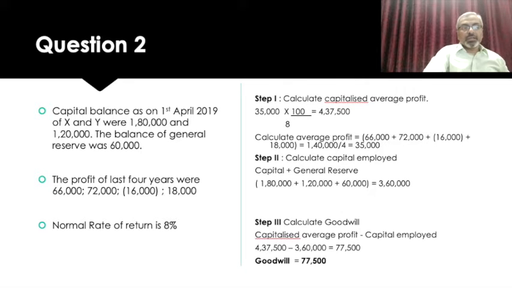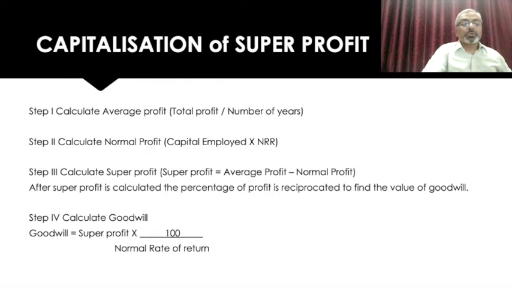You can see very clearly, 4,37,500 minus 3,60,000 is giving us the goodwill 77,500 in this case. Now let us go on to the next method. The next method is capitalization of super profit.